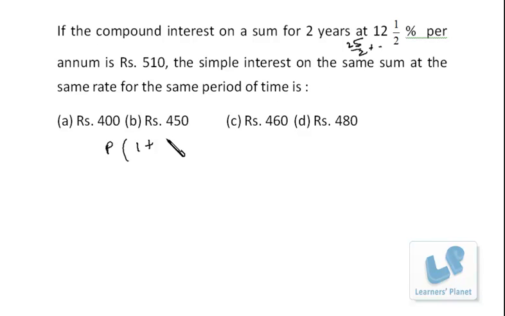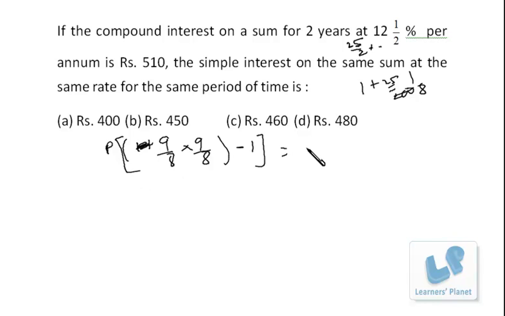So here 25 by 2, that is, I just calculate 1 plus 25 by 2, 100. So it's 9 by 8 in all. So 9 by 8 into 9 by 8, since it is for 2 years, minus 1 is equal to 510. So P into 81 minus 64, that is 17, is equal to 510 into 64. So principal is 30 into 64, and simple interest we have to calculate.